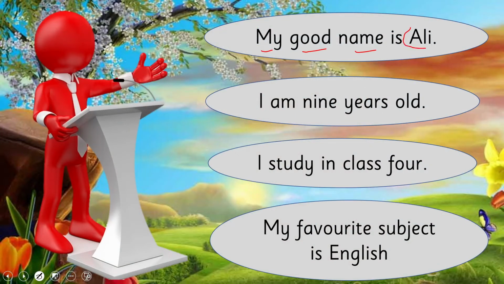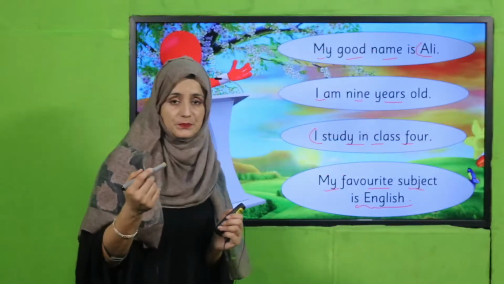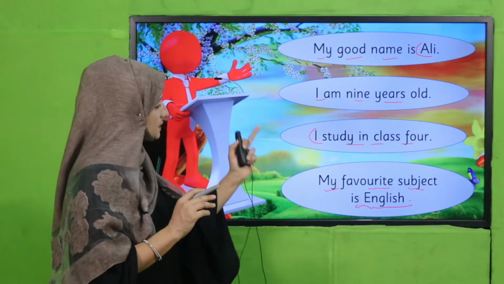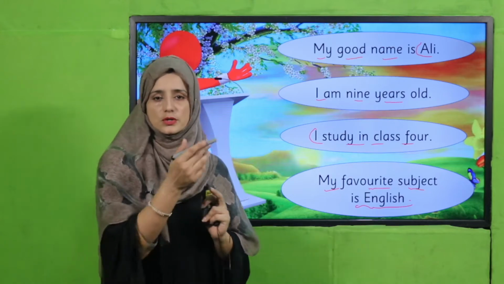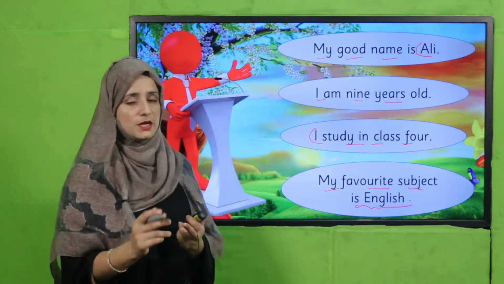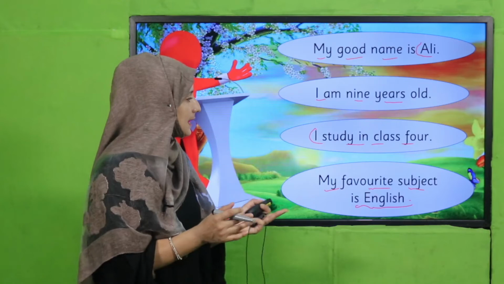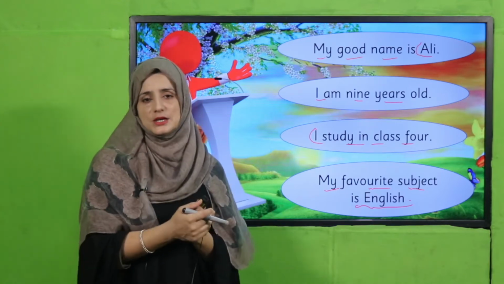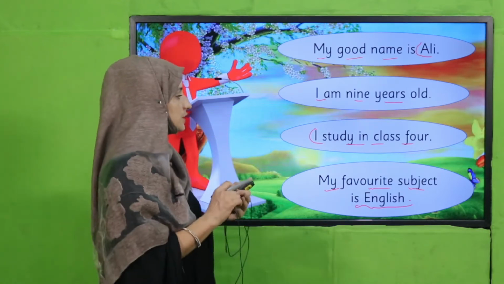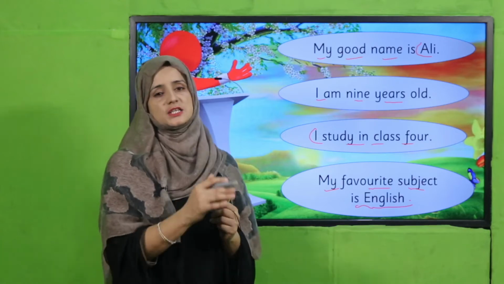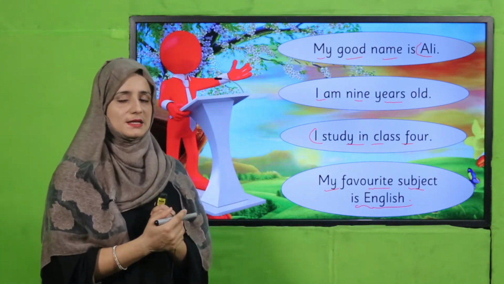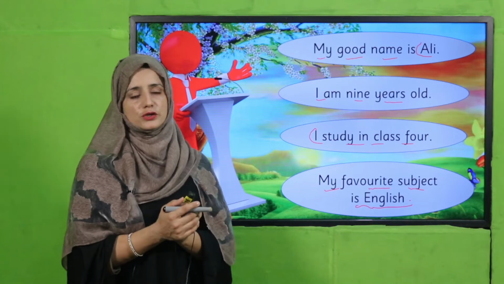Here, he is giving his introduction. My good name is Ali. I am 9 years old. I study in class 4. My favorite subject is English in class. So he is Ali and he is giving us an introduction about himself: what's his name, what does he like, and in which class he studies. So these are the types of questions and answers related to introduction.